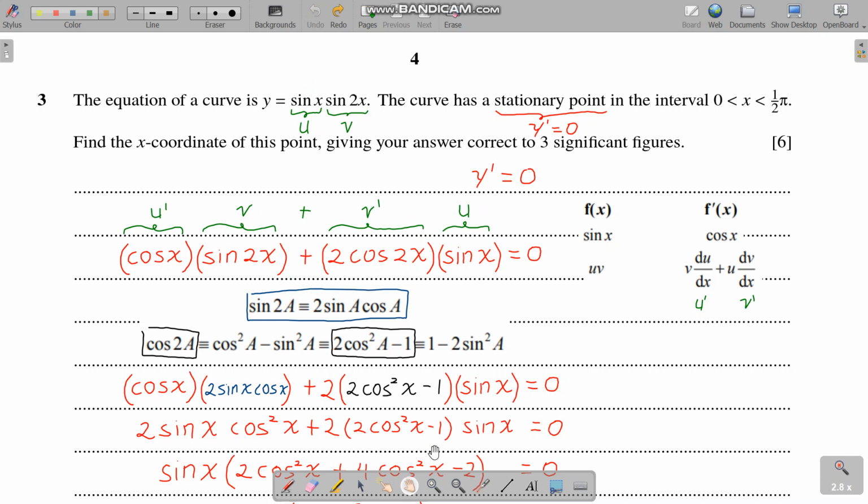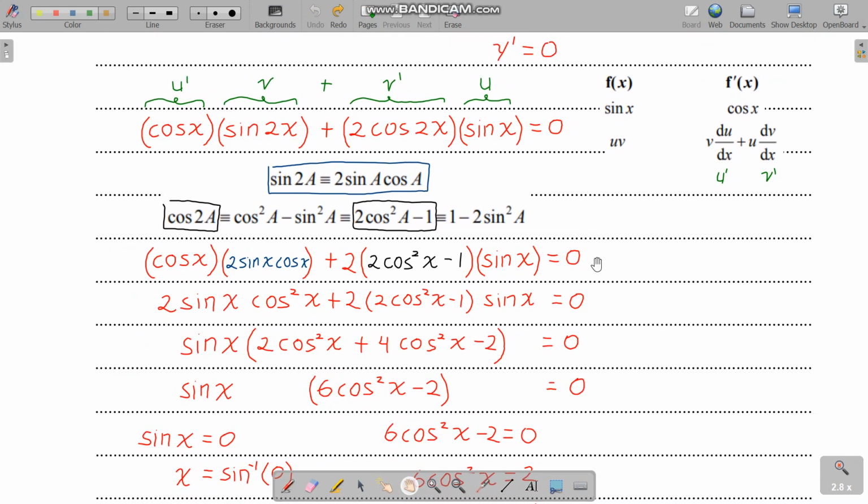So now we are solving something equals 0. As you can see here, there's nothing to factorize, so we have something in x, something in 2x. We're gonna have to use the trigonometric formulas in MF19, the double angle formulas. Sine 2x using this formula becomes 2 sine x cos x, and cos 2x using the cos 2a formula, we get 2 cos squared a minus 1.